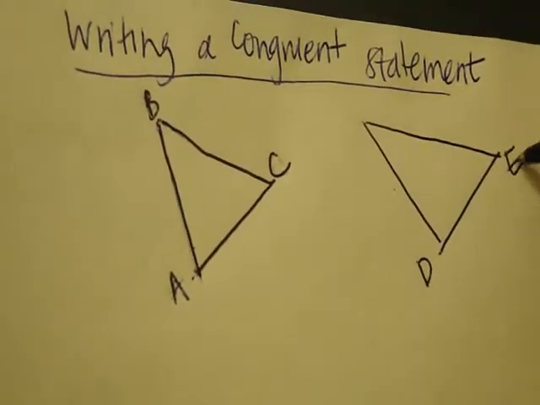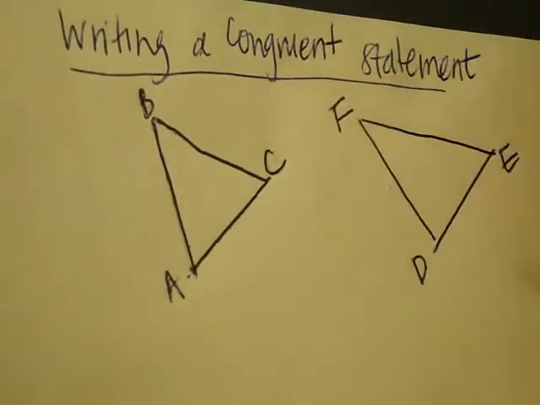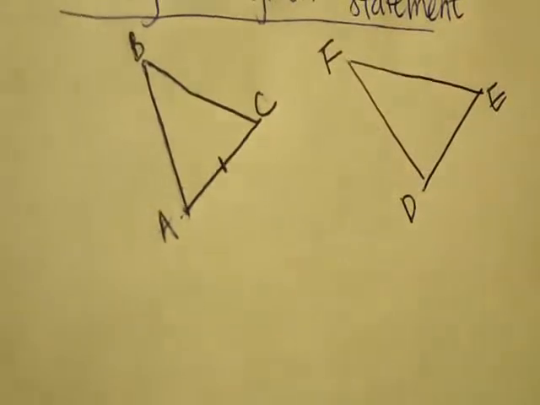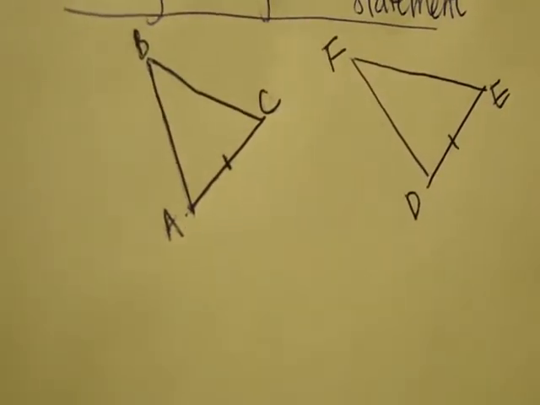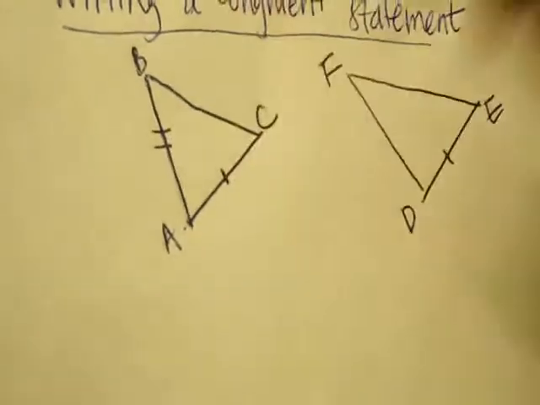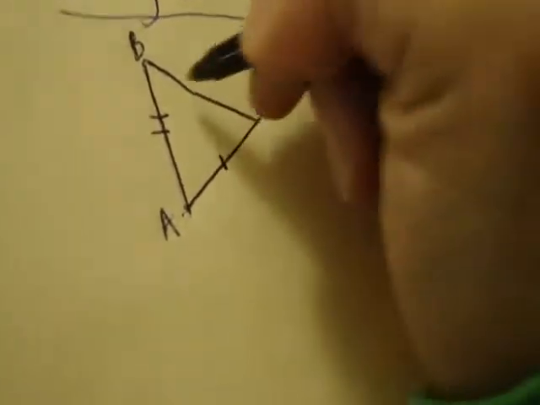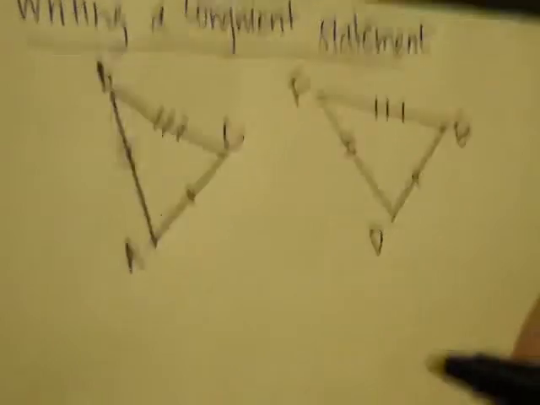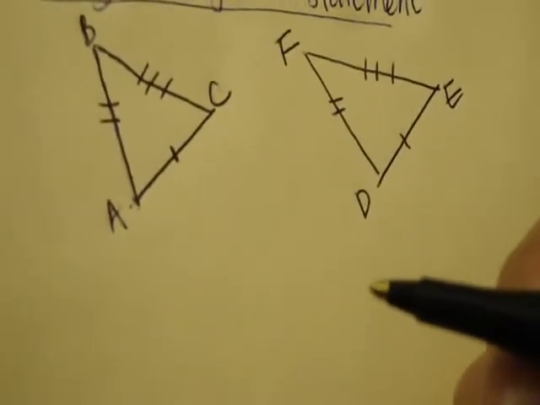D, E, F. And we see these little marks on there. One here that goes with here. And marks here and here. And we're also told that these angles are congruent in corresponding parts.